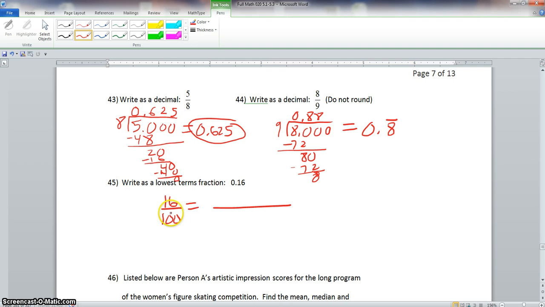Now we could do our prime factorization. 16 will give us 2 times 2 times 2. And 100 we did before, which is 2 times 2 times 5 times 5. These 2's will simplify out, and you will be left with 4 over 25. And that is the lowest term fraction.